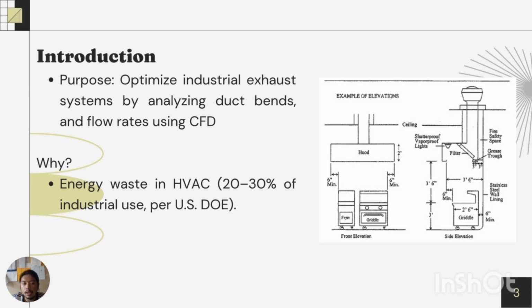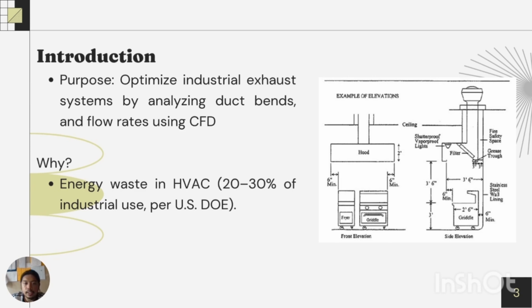Industrial exhaust systems are there to protect workers from harmful contaminants while keeping the equipment safe. But there's a problem. Many of these systems waste energy due to outdated designs. Industry studies show that optimizing simple parameters like duct bends and flow rates can cut energy use by up to 40%. Today, we will use CFD to find the most optimized design for an efficient exhaust design.